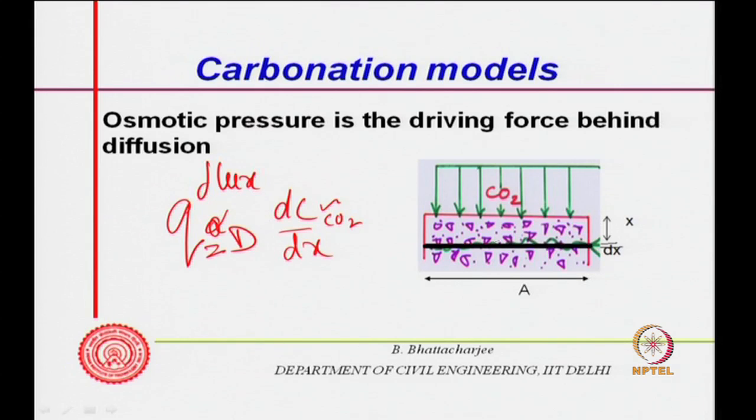So, the carbon dioxide concentration here would be 0, and here would be much higher, that is atmospheric carbon dioxide. If I am considering a small length, dc/dx, let us say carbon dioxide concentration is high here, low there. So, one can think of it as being proportional to the concentration gradient.